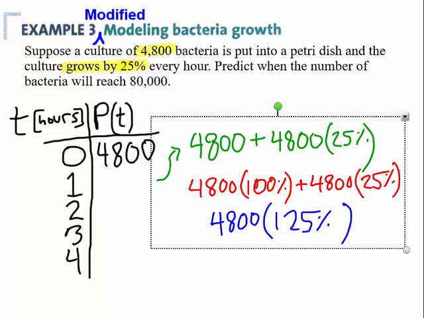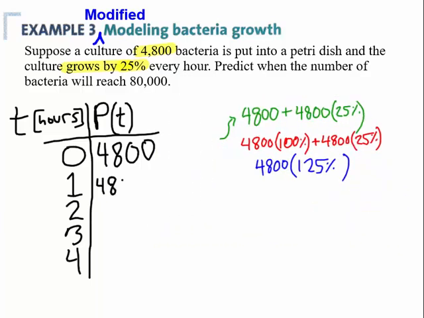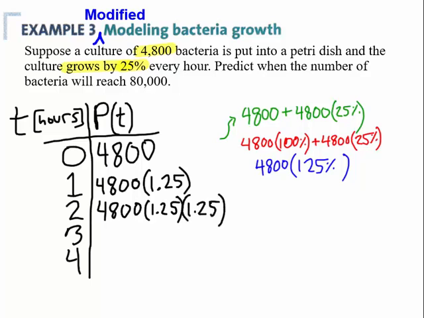Rather than compute the actual value of that simplified any further, I'm just going to keep it in that form, 4,800 times 125%. And actually, let me go ahead and take the opportunity to rewrite that. Instead of 125%, I'll go ahead and convert that into decimal form, 1.25. And then I'll argue that in the next column, I'll take that value, 4,800 times 1.25. And in order to increase that value by 25%, using similar reasoning, I would need to multiply that by another 1.25.